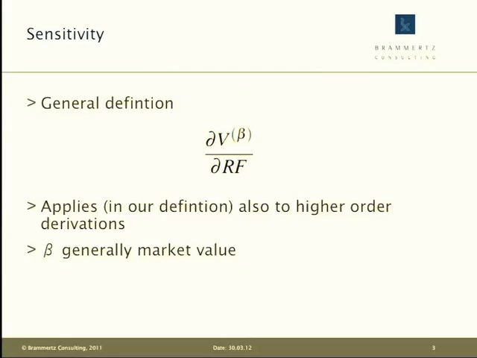And if you say sensitivity, we also mean it for higher order derivatives. So first and second. Normally that's the way it goes. Like delta, gamma, or duration, convexity. So there are two orders, and then you forget it. It doesn't bring too much anymore.